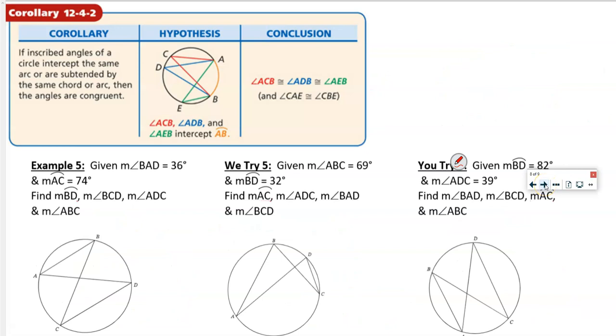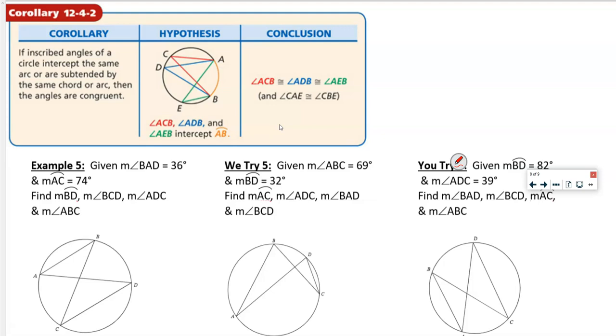All right, so the next one's a little different. Similar, but a little different, okay? So this one says, if inscribed angles of a circle intercept the same arc or are subtended by the same chord or arc, then the angles are congruent. So what does this mean?